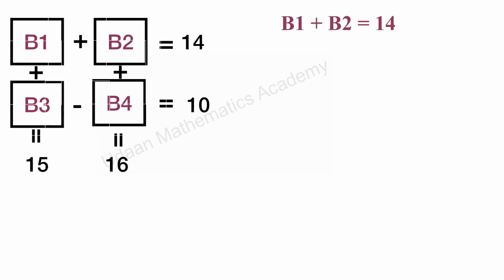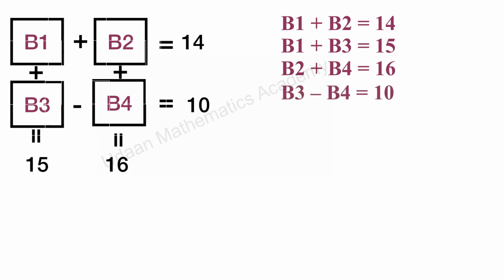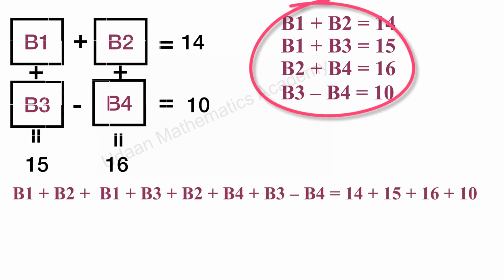As per the diagram, the equations are B1 plus B2 equals 14, B1 plus B3 equals 15, B2 plus B4 equals 16, B3 minus B4 is equal to 10. By adding all equations, the equation becomes B1 plus B2 plus B1 plus B3 plus B2 plus B4 plus B3 minus B4 equals 14 plus 15 plus 16 plus 10.